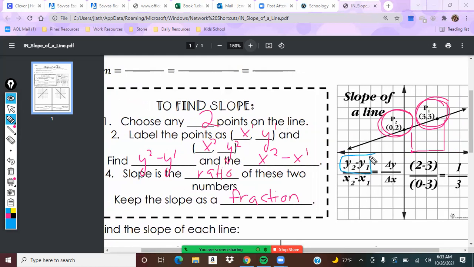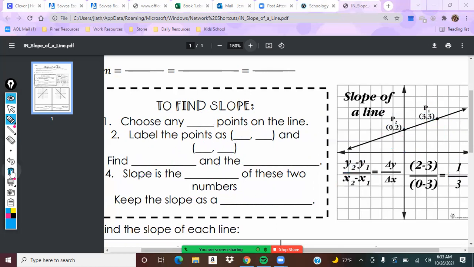So y2 minus y1, they took this 2 and they subtracted 3, which gave 1. Then they did x2 minus x1. That was 0 minus 3. I got 3. Both of these would be negatives, but because they're both negatives, it's positive. So the slope of this line is 1 over 3. So it means no matter what you do, you're going up 1 and over 3. Up 1, over 3. And that's your line right there. Okay, sounds way more confusing than it is, I promise.